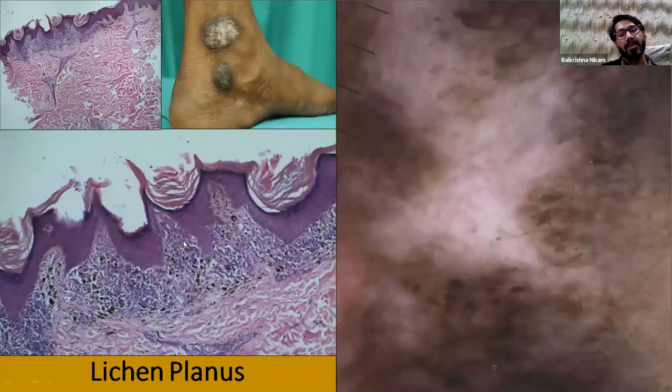Similar to lichen planus, you can see these melanophages as brown-black, and I will give you some of the evidence that even in lichen planus, whatever white thing you are seeing and calling a Wickham's stria is nothing but epidermal depigmentation.